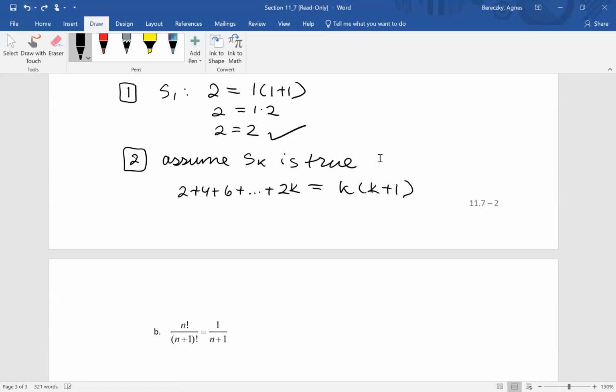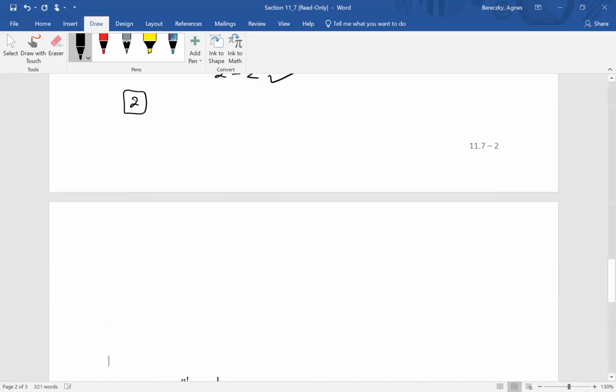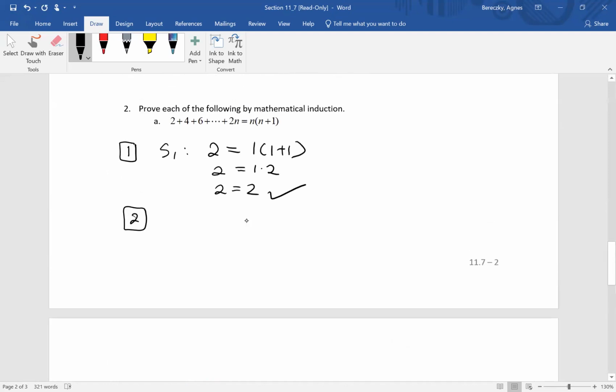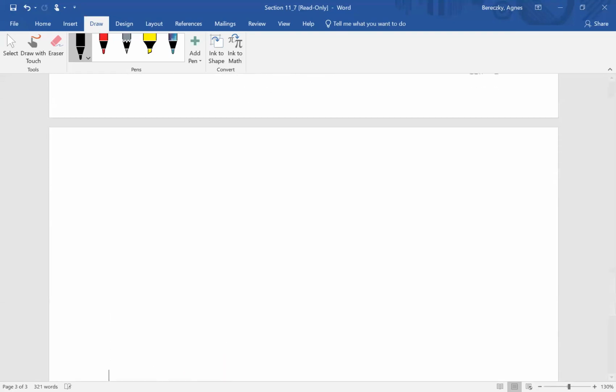Okay, I will have to erase this and make some room real quick. Let me add some room. There we go. So in the second step, we are assuming Sk is true. So I will move down to the next page so we can have it all together.